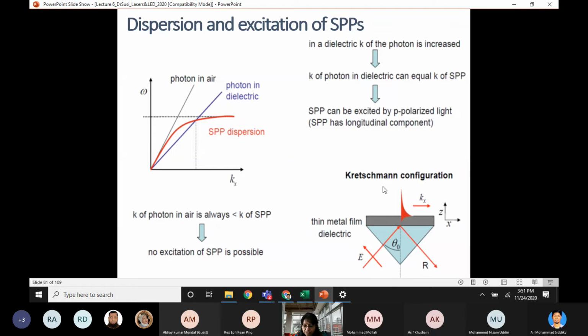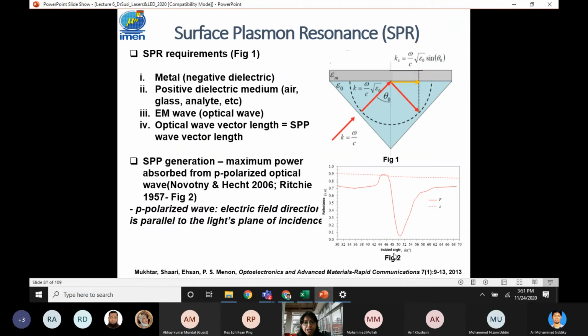And in my work, I'm using this Kretschmann configuration where there's no gap between the metal layer and the prism. Basically, you need to have a metal layer and a positive dielectric medium, which is air, glass, analyte, and so forth. You have an electromagnetic wave, which is an optical wave. When the optical wave vector, which is the incident light, is equal to the surface plasmon polariton wave vector in the metal layer, you have resonance occurring and a plasmonic field is formed. And this plasmon effect only occurs for p-polarized light.